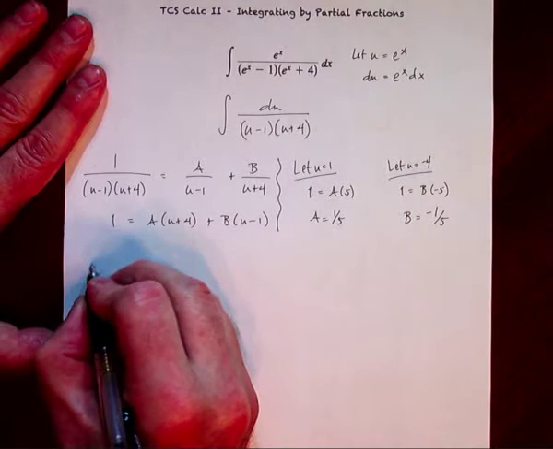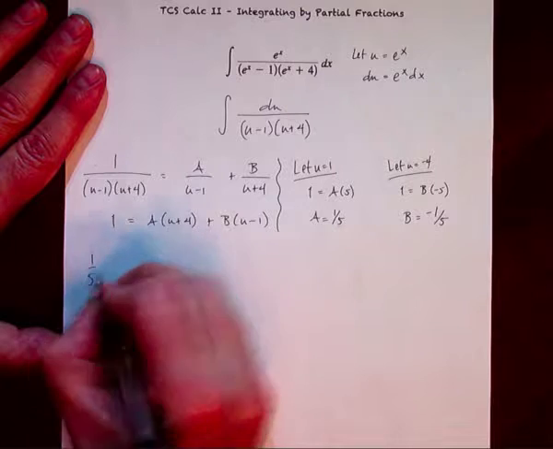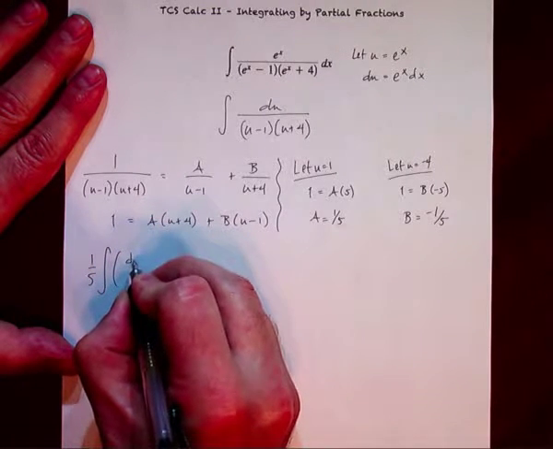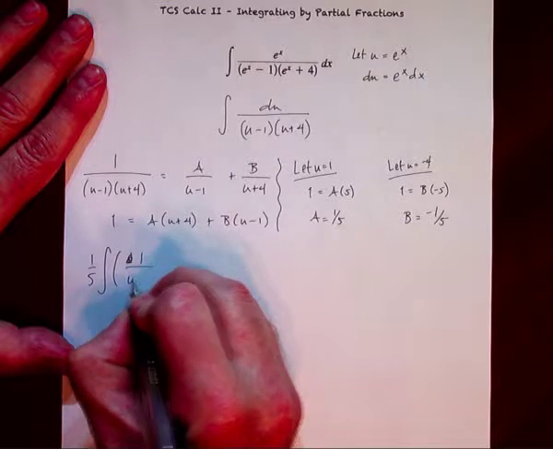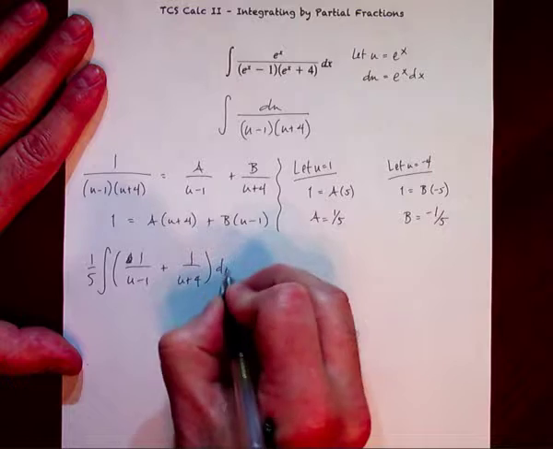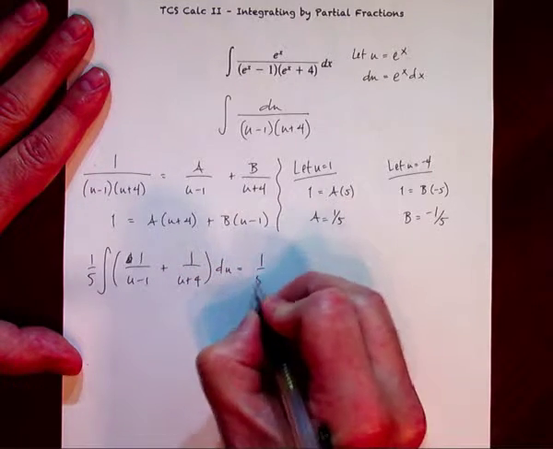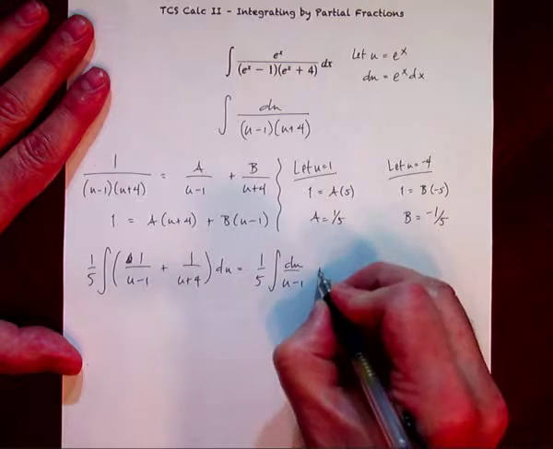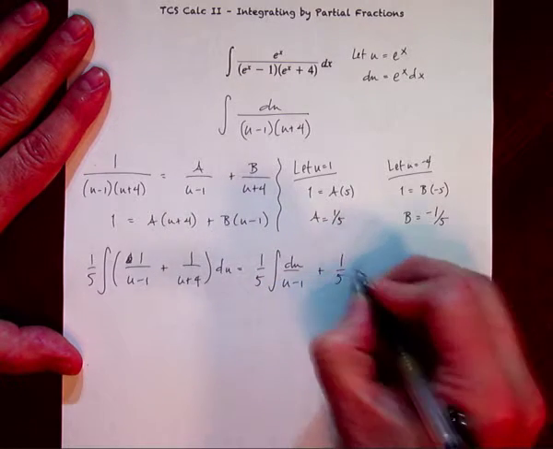So what happens here is I wind up with 1/5 of 1 over u minus 1, and 1 over u plus 4. And that, of course, becomes 1/5 du over u minus 1, and 1/5.